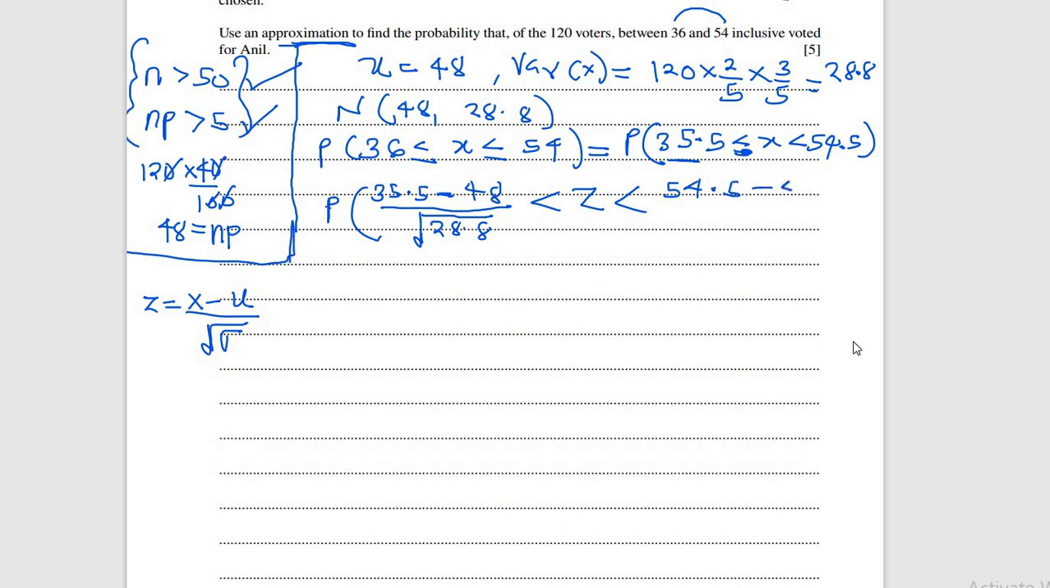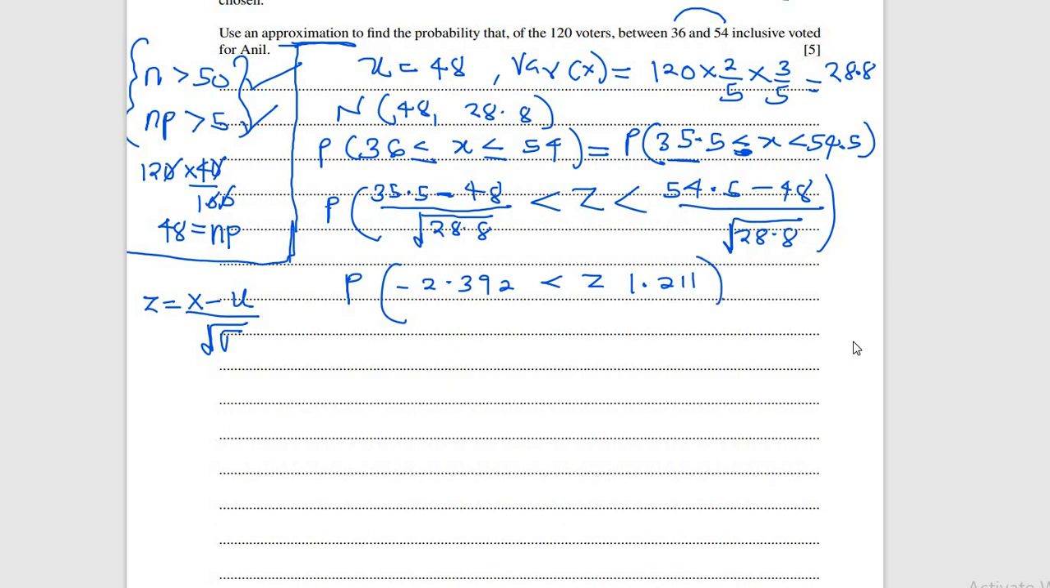The mean is 48 over the square root of variance, which gives us the probability of, subtracting 35.5 minus 48 divided by the square root of 28.8, it gives us minus 2.392 less than z. Do the same thing here, it gives us 1.211.